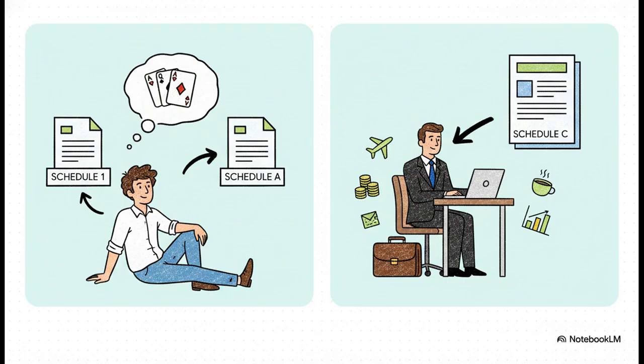A professional, though, is running a business on Schedule C. This means they can deduct ordinary and necessary business expenses, but, and this is a big but, they're also on the hook for self-employment tax. The choice between these two has massive financial implications.